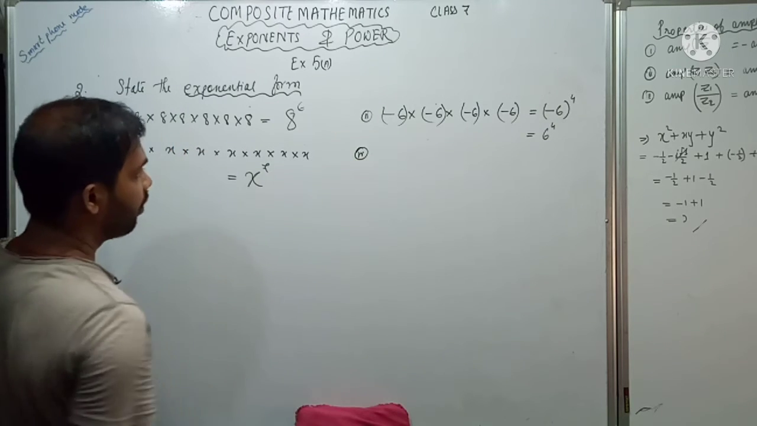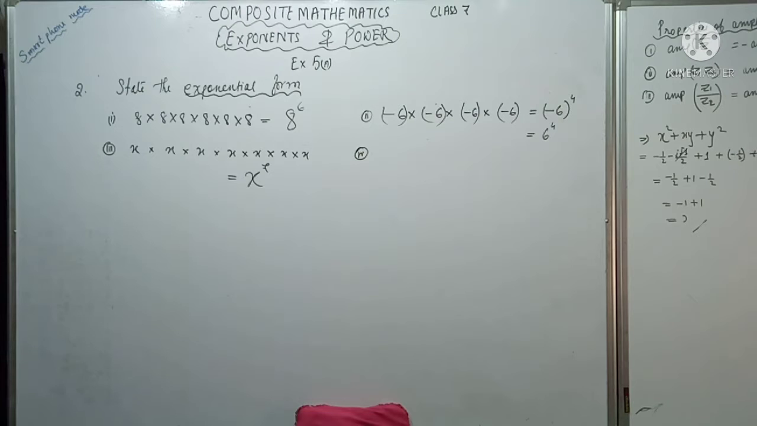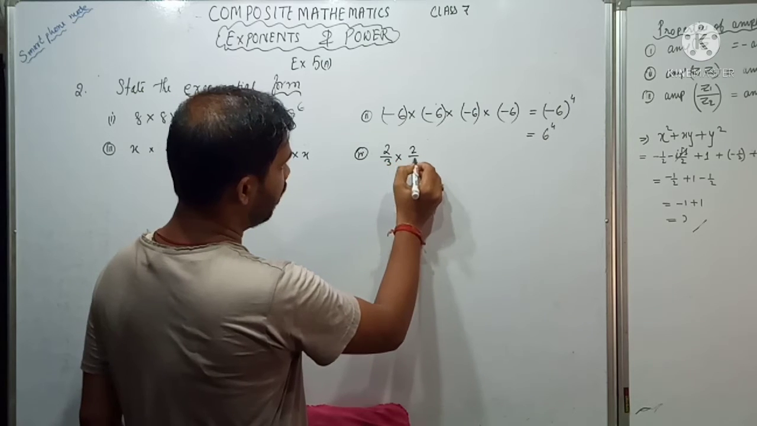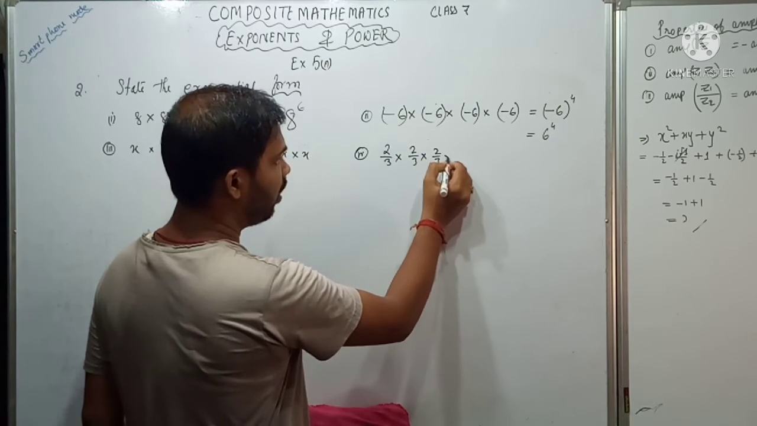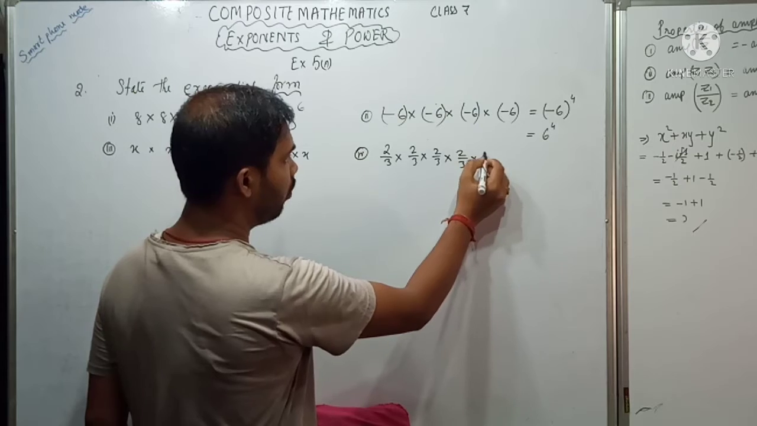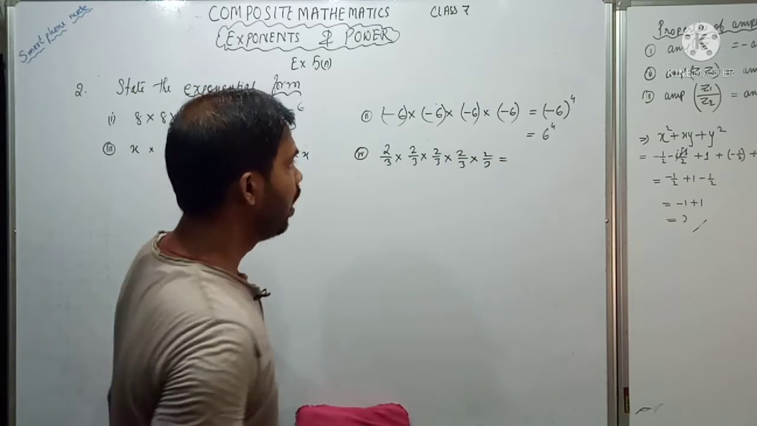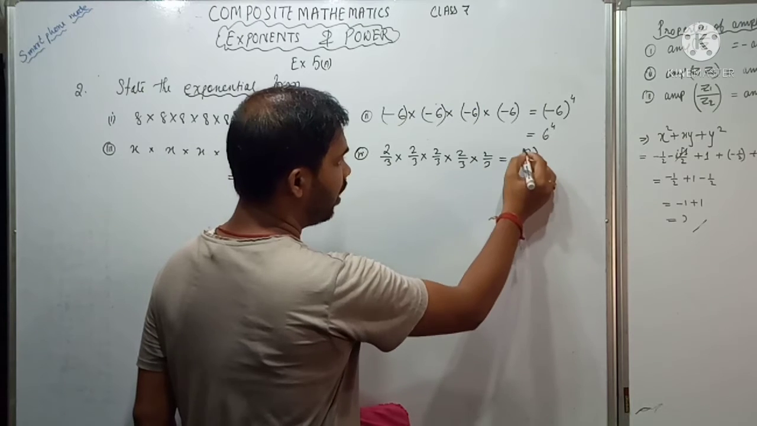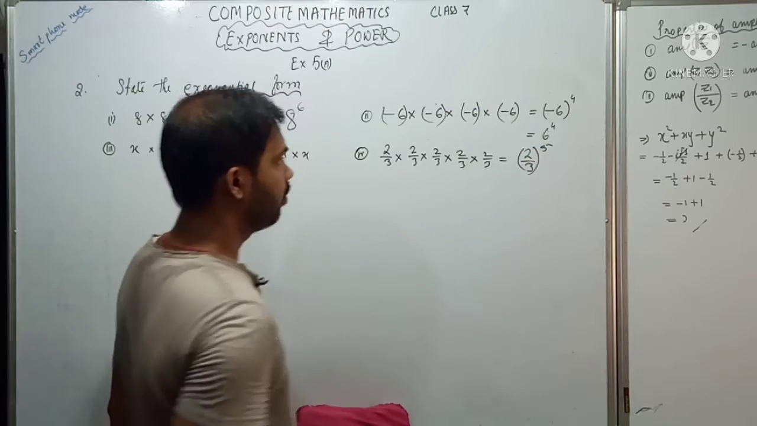Number 4. What is given? 2 by 3 into 2 by 3 into 2 by 3 into 2 by 3 into 2 by 3. So what is the number? The number is 2 by 3. How many times is it multiplied? It is 5 times.